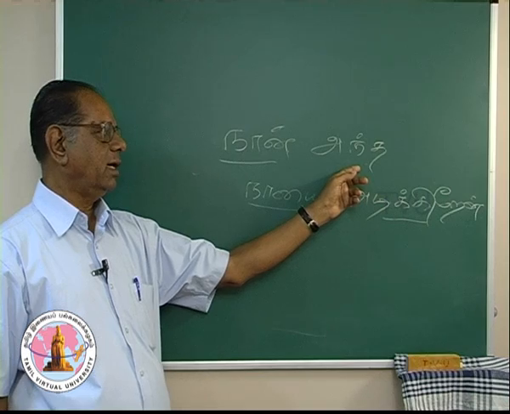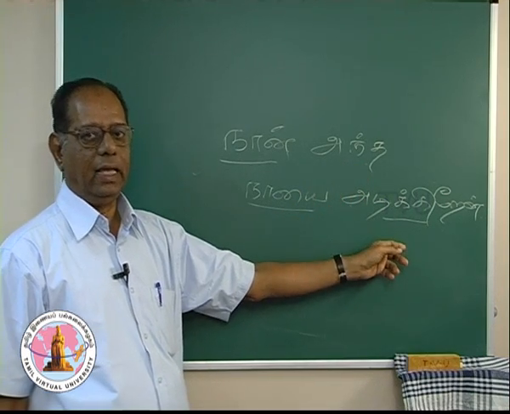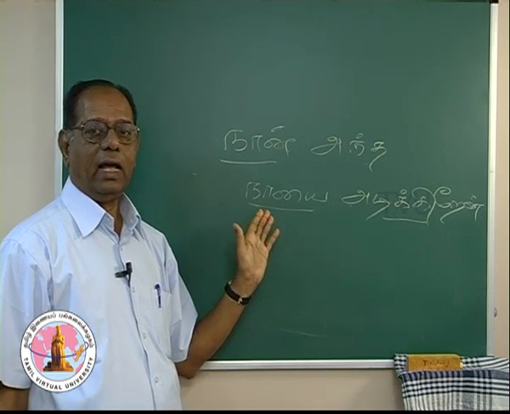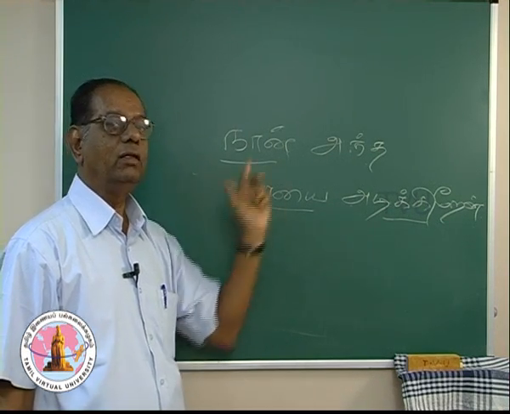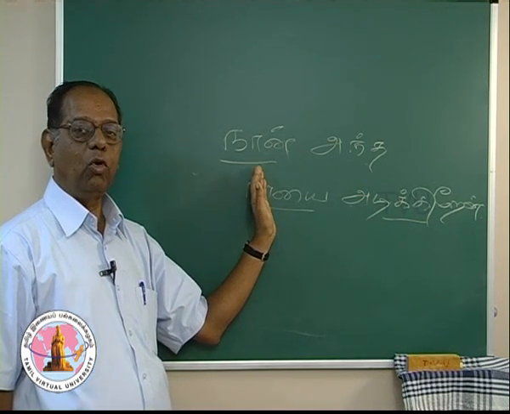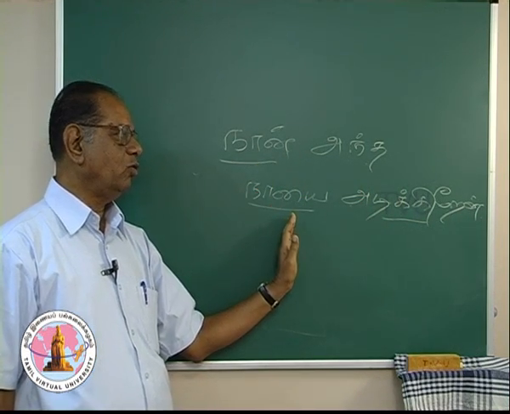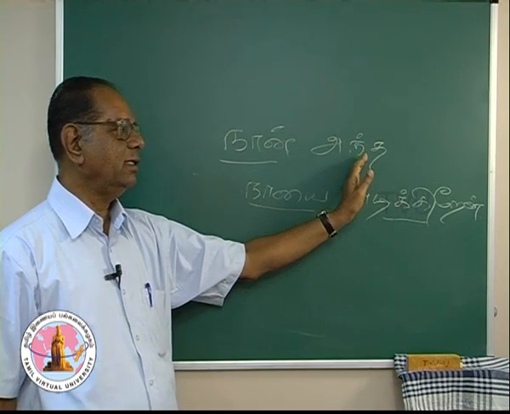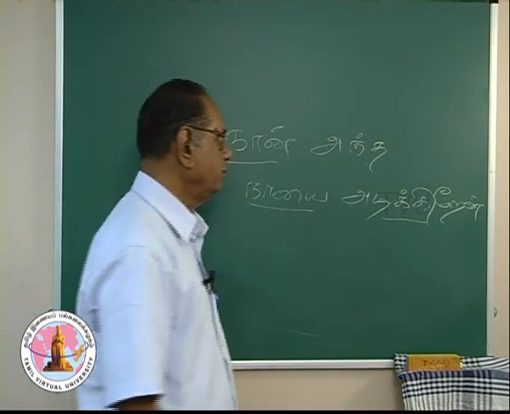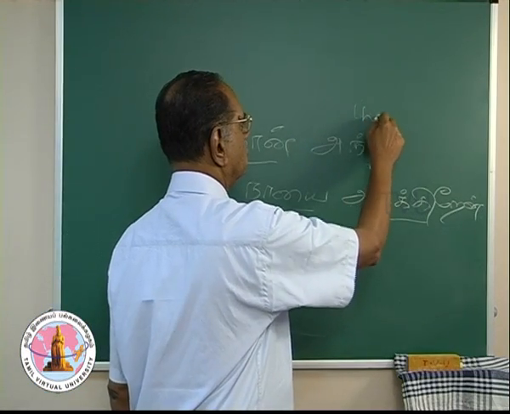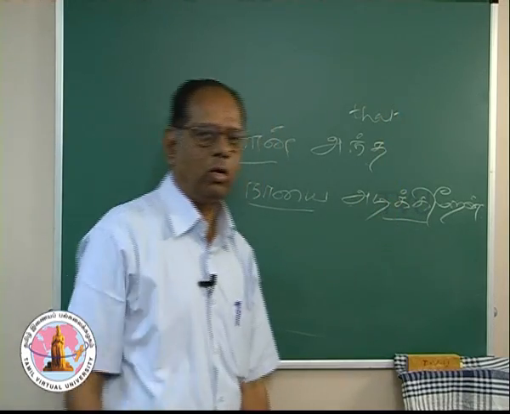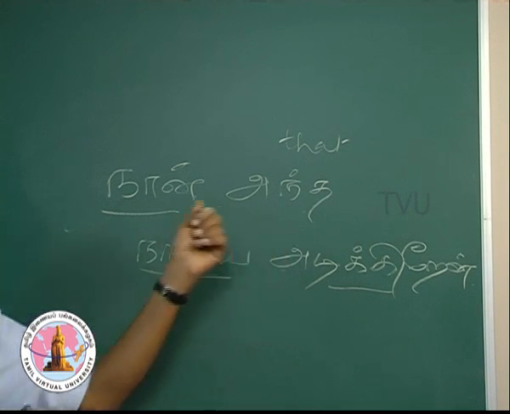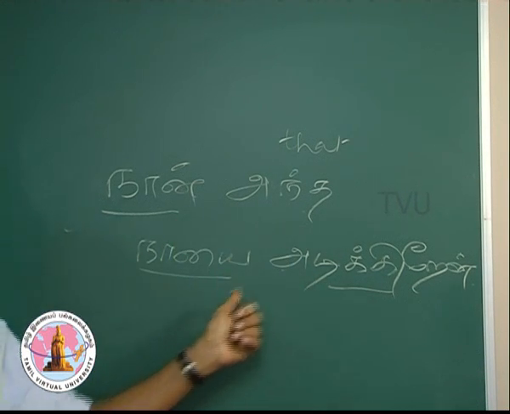நான் அந்த நாயை அடிக்கிறேன். Now you have reached a stage where I need not explain all the words. நான் you know, நாயை you know, அடிக்கிறேன் you know, and அந்த is demonstrative pronoun or definite article. நான் அந்த நாயை அடிக்கிறேன்.